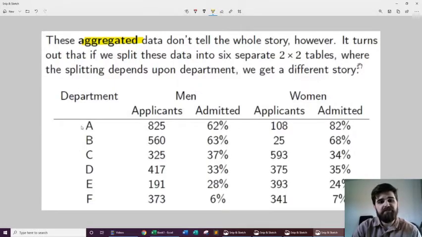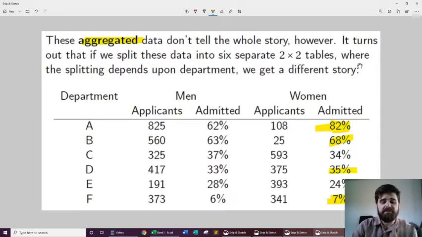Maybe Department A, maybe that's the computer science department. Department B, maybe that's the English department, and so on. So they said that each department had different acceptance rates, so it wasn't fair to look at them all together. So if we actually look at the data that's disaggregated, we actually can make the opposite argument. In Department A, 62% of men were admitted, whereas 82% of women were admitted. And that's actually true for most of these, where actually the preference seems to be for women.